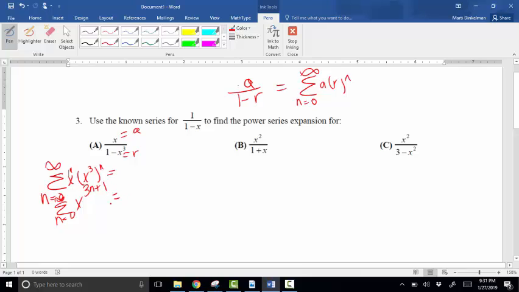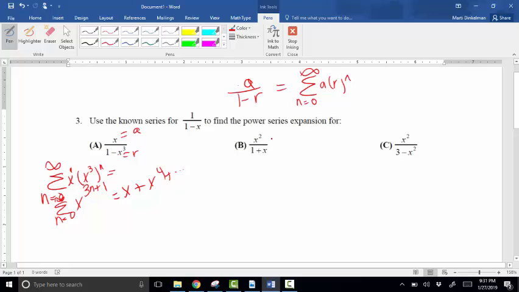Or they might ask you for a few terms. If that's the case, you can just start by plugging in some things. So plug in n is 0, and you're going to get an x to the 1. Plug in n equals 1, we're going to get x to the 4, and so on, however many of those you need.